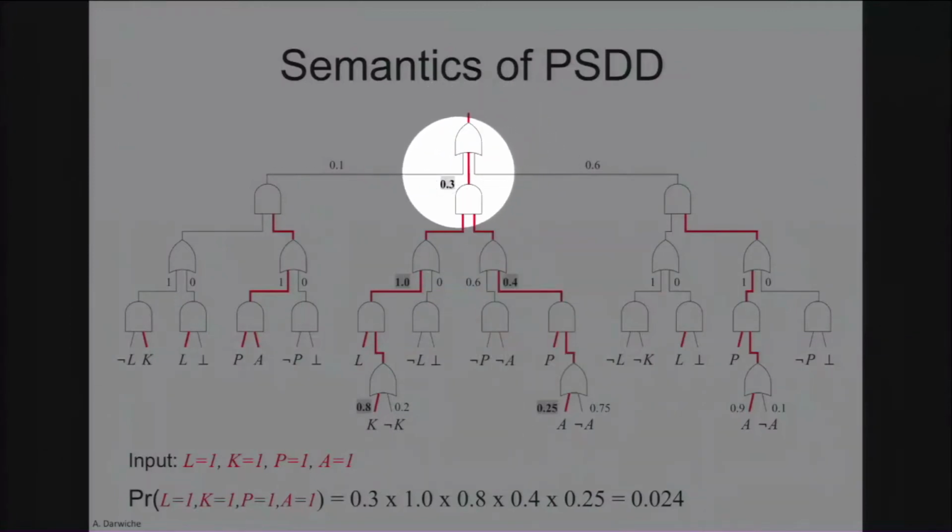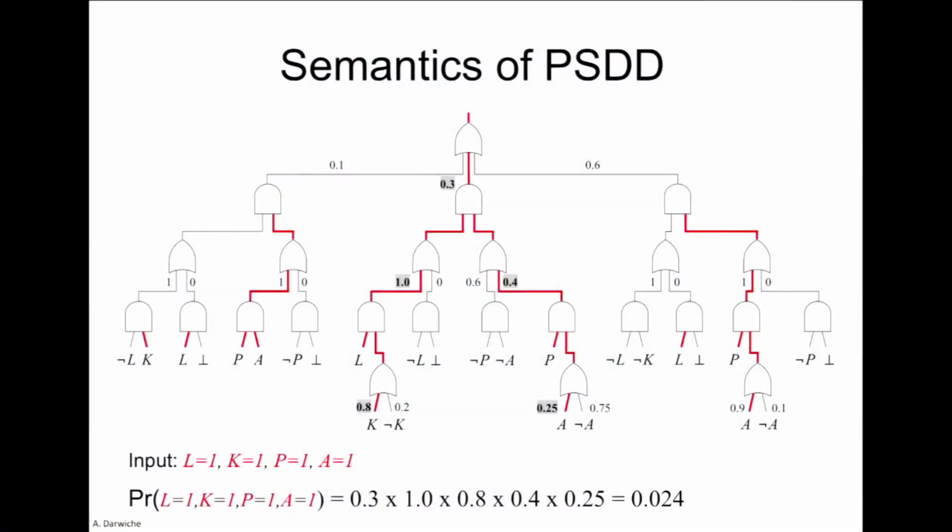So I'm going down here. I'm hitting a 0.3. If I go this way, that's a 1. Down there, 0.8. And if you go from this side, 0.4, 0.25. You multiply all of these guys, you get this number. That's the probability. This is the semantic of these creatures. And you are guaranteed that if you do this, you get a normalized distribution.